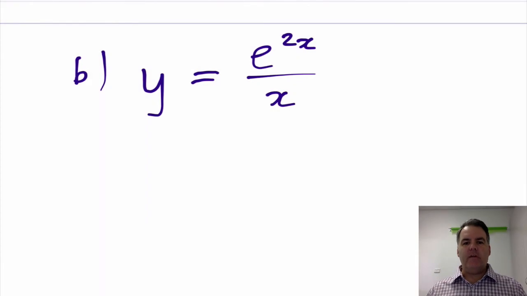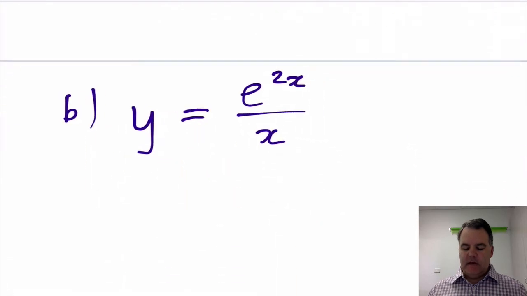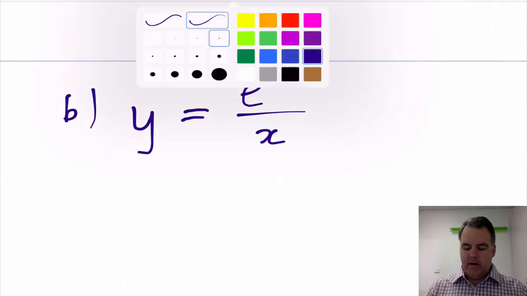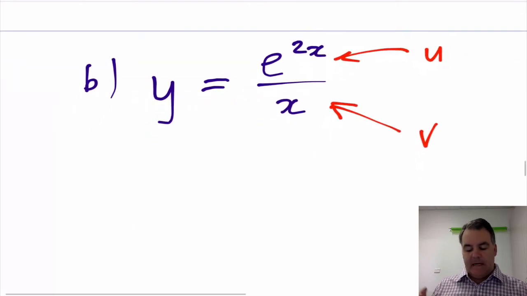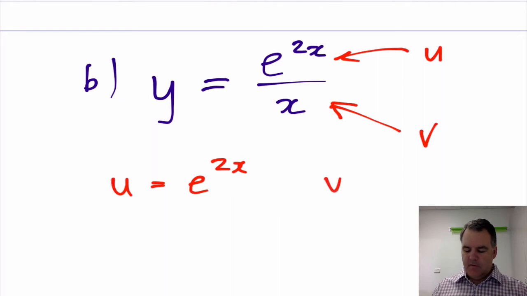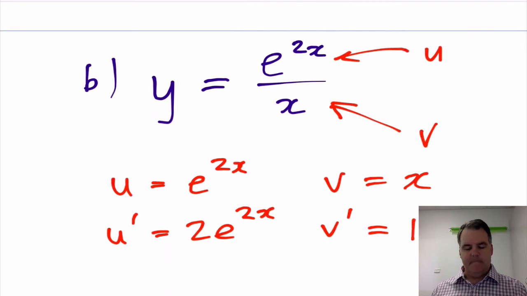Second question, y equals e to the 2x over x. That is going to need the quotient rule to solve. Okay, so I'm going to say that this function on the top is u, this function on the bottom is v. And again, do this really carefully. U is e to the 2x, v is x, so u dash is e to the 2x, the derivative of e to the 2x is e to the 2x, times by 2, the derivative of 2x. So 2 e to the 2x, and the derivative of x is just 1.